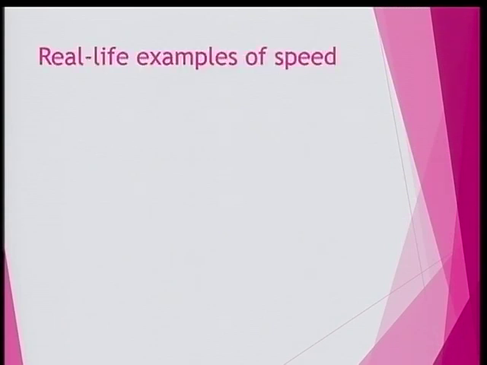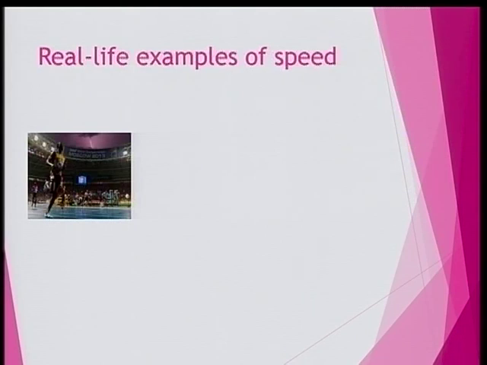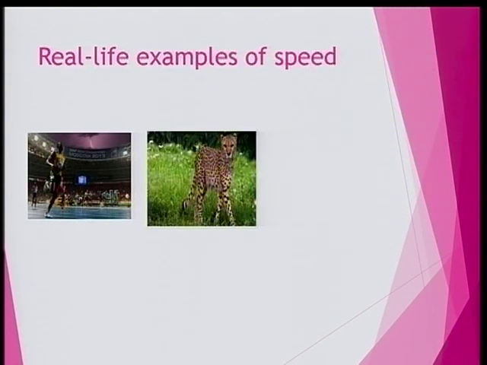So let us consider some real-life examples of speed. If you look at the first picture, who do you see? This is the famous athlete, the fastest man in the world, Usain Bolt. He reached a top speed of 12.27 meters per second. The cheetah is the fastest animal on land. It can go up to 113 kilometers per hour.